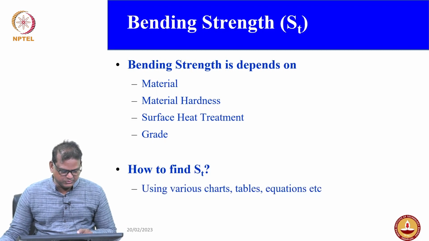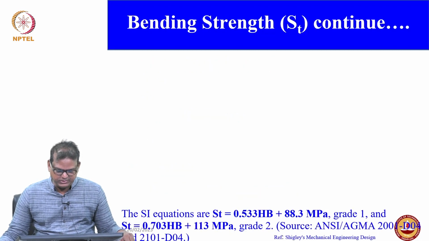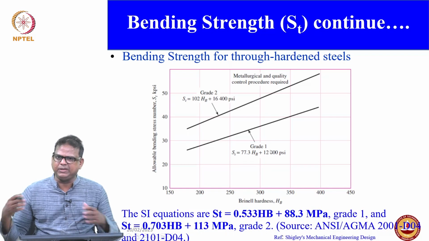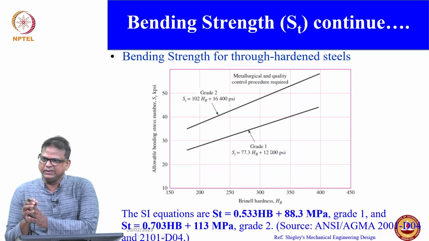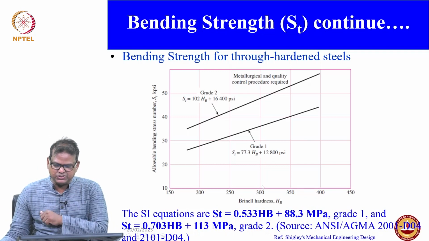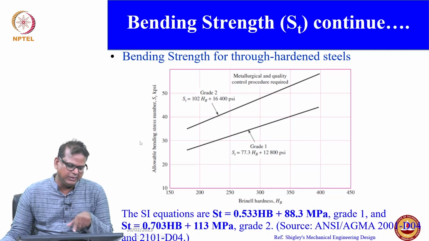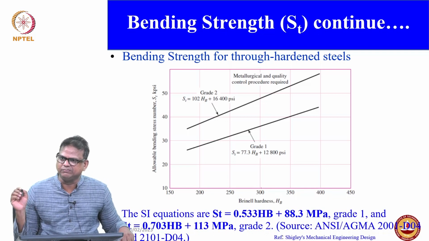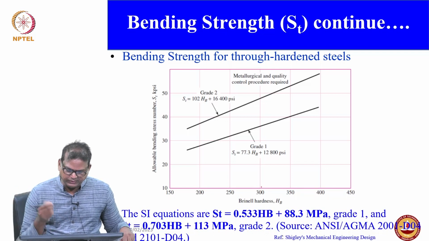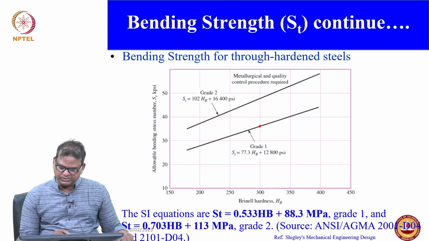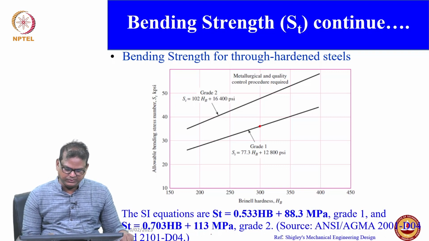How to find, you can use various charts, tables and equations, and this I have taken from Shigley book. You can see that sometimes they will give this is the hardness I need, this is the treatment. So, when you have a through hardened steel of some 300 BHN and grade is given, you should find out what would be your bending strength. Suppose someone gives you 300 BHN. So, 300 BHN corresponding to grade 1 material, you can choose from here either way, otherwise use this equation. This is for grade 1 and correspondingly you can use grade 2.